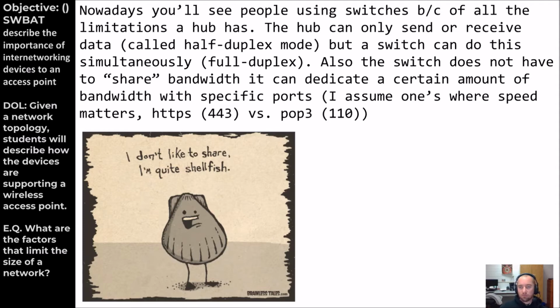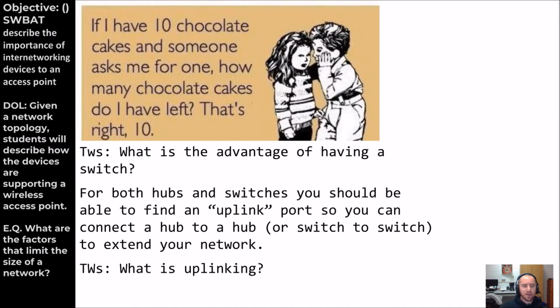So I assume some ports that are used quite a bit, like HTTPS, is maybe a priority port. If you have POP3 for email, port 110, that might be noticeably slower for you. I've definitely gotten emails on my phone before I've gotten them on my computer, and I've wondered why that is. So my think-pair-share for you is, what is the advantage of having a switch?